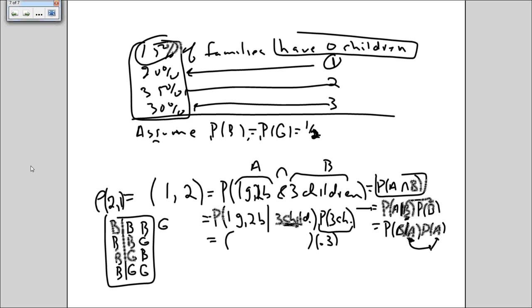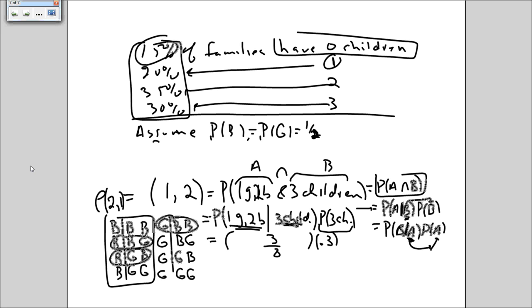Or the first kid can be a girl. And now let's list what the second and third can be. It can be a boy and then a boy, or a boy and then a girl. You have a girl second and then a boy, or a girl and a girl. How many of these have one girl and two boys? Well, this has one girl and two boys. This has one girl and two boys. And this has one girl and two boys. It's 3 out of 8.